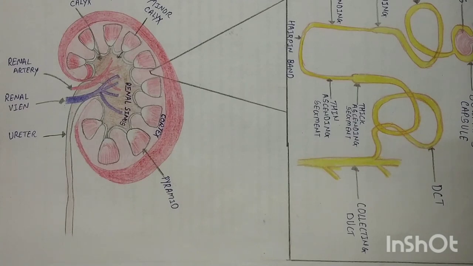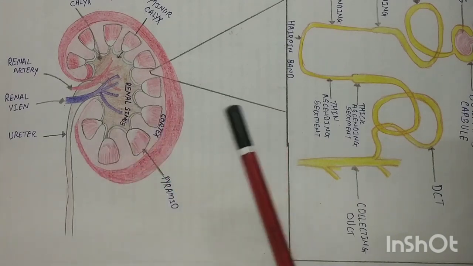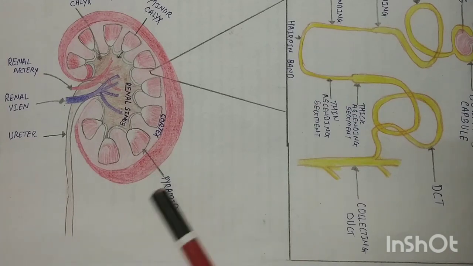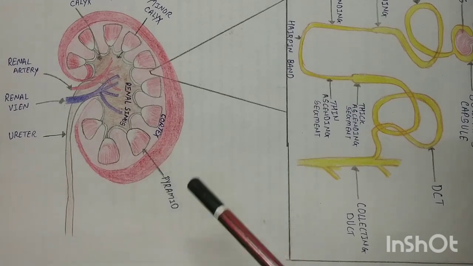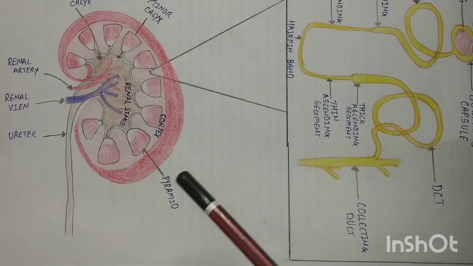The urine is formed in the kidney, and then it is drained into the ureter, and from the ureter it is drained into the urinary bladder. All the urine is stored in the urinary bladder, and then when the urinary bladder is full, the urine goes out. So the pathway of urine is just like this.